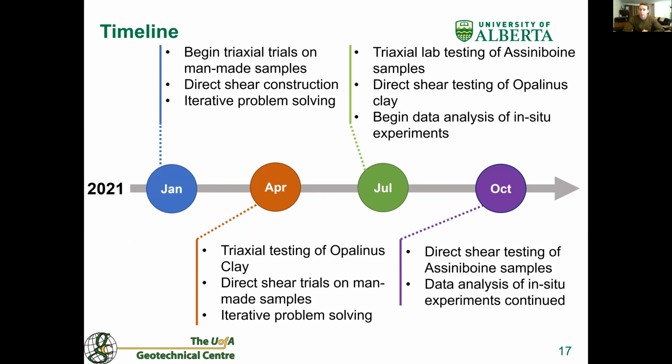We do expect there to be significant difficulties with refining the lab testing setup and ensuring that the internal pore pressure measurements are valid. This will require an iterative trial and error approach to resolve any issues encountered throughout the lab testing program. Initial trials will be completed on man-made samples, during which time we will be refining the sample handling, preparation, and testing procedures. Our hope is to have all the kinks worked out by April of 2021 to hopefully complete all lab tests by the end of the year.